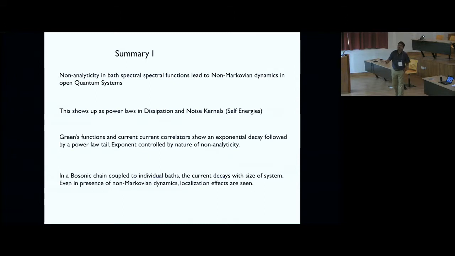Non-analyticity in bath spectral functions leads to non-Markovian dynamics. It shows up as power laws in dissipation and noise kernels, Green's functions and, for example, current correlators. These show both an exponential decay followed by a power-law tail, and the exponent is just controlled by the nature of the non-analyticity. It doesn't care about anything else. And in a bosonic chain coupled to individual baths, the current decays with the size of the system. So these are very long-range memory kernels, but that doesn't seem to bother the system.